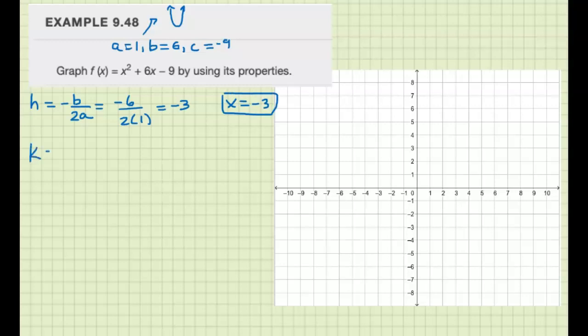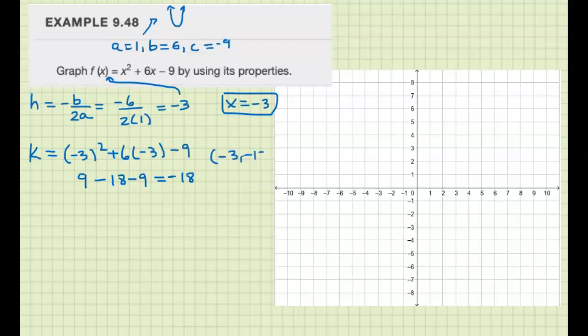Now we're going to find the y value of the vertex, so we plug this into the function. We have negative 3 squared plus 6 times negative 3 minus 9. That's 9 minus 18 minus 9. Negative 9 minus 9 is negative 18. So the vertex is at negative 3, negative 18. That's the vertex.